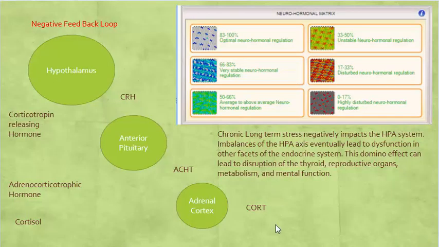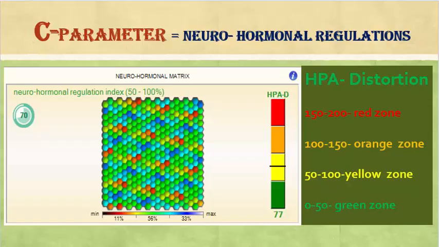So what's actually inside? Basically, it's a kind of loop feedback. Chronic long stress negatively impacts the HPA axis, and imbalance of the HPA axis eventually leads to dysfunction of the other endocrine systems. It's like a domino effect that can lead to disruption of the thyroid, reproductive organs, metabolism, and mental function. That's why we created the parameter called the HPA axis distortion.